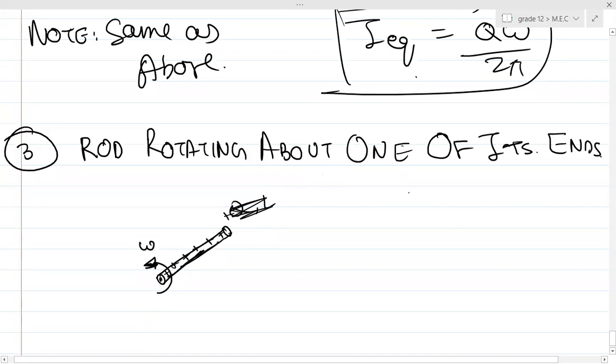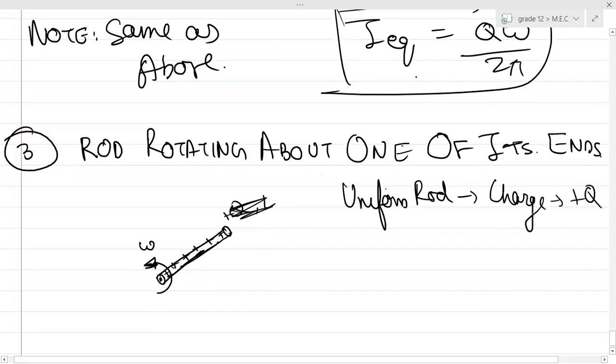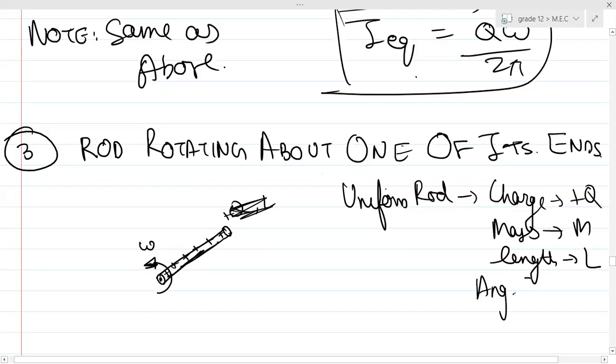So basically here in this case, the rod is uniformly charged, or in spite of writing uniformly charged, you can say there is a uniform rod with a charge plus q divided uniformly, mass M, length capital L, rotating with an angular speed omega. Yes or no, guys?